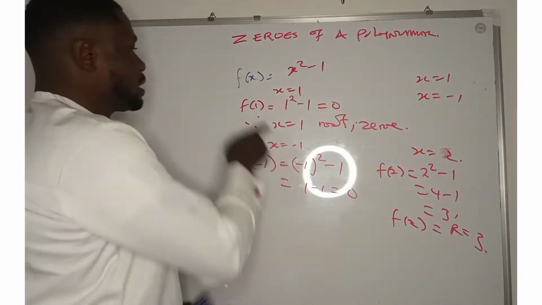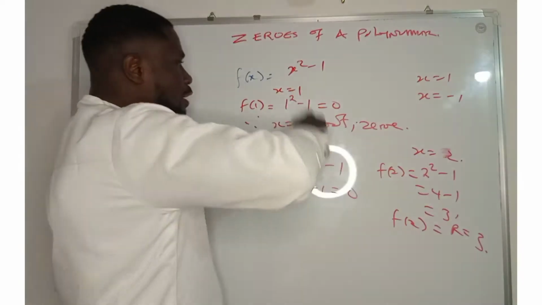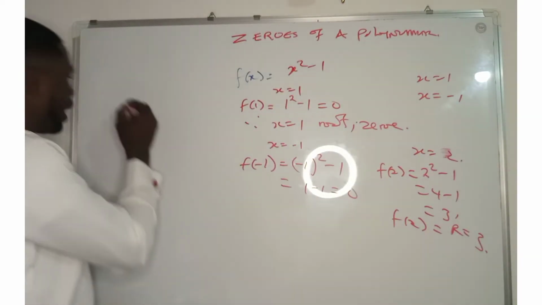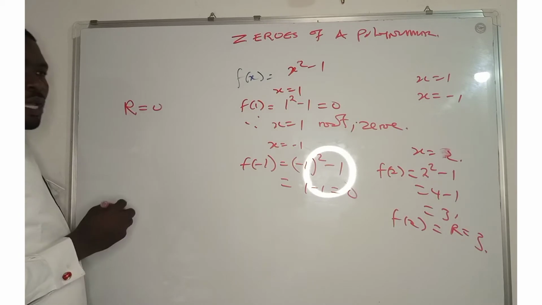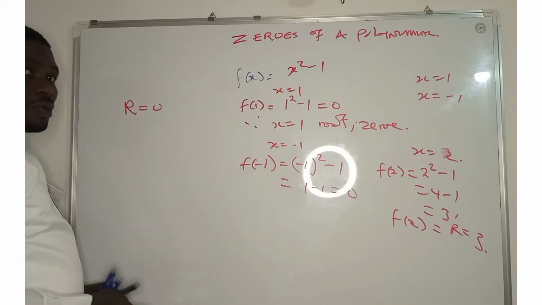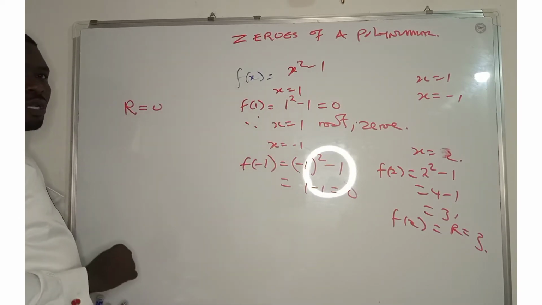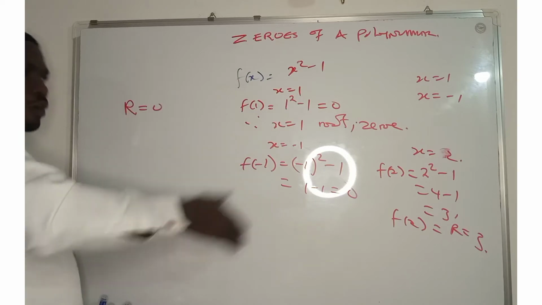Remember that when we say f of 1, what we are looking for is a remainder. So once the remainder is 0, it means that the value of x for which the remainder turns to 0 is the root of that equation. That same value is a zero of that equation.